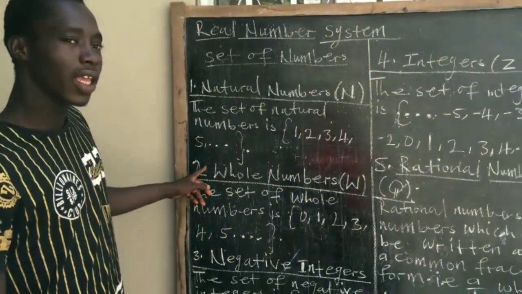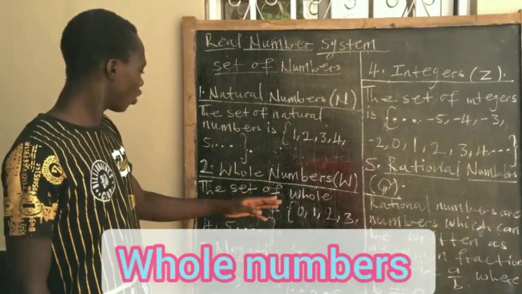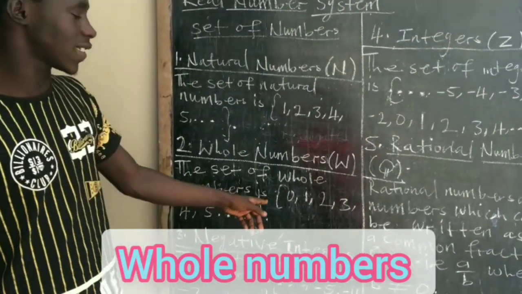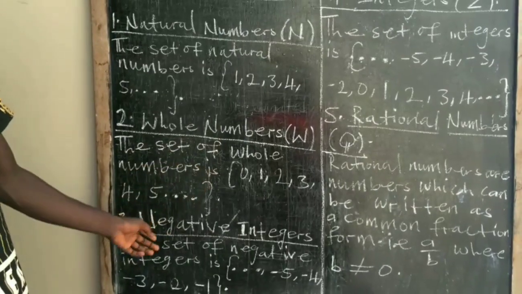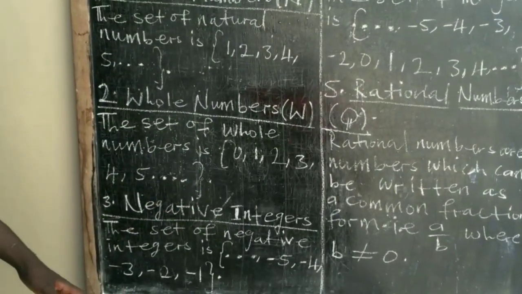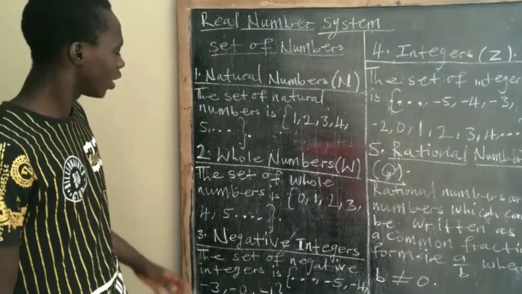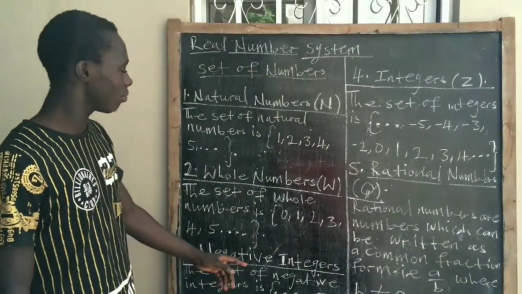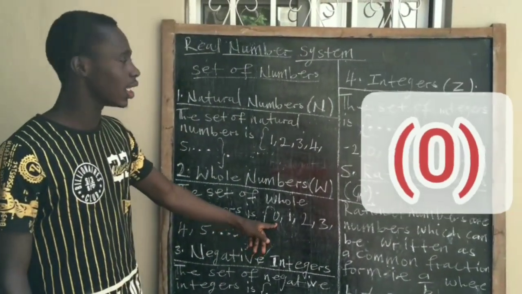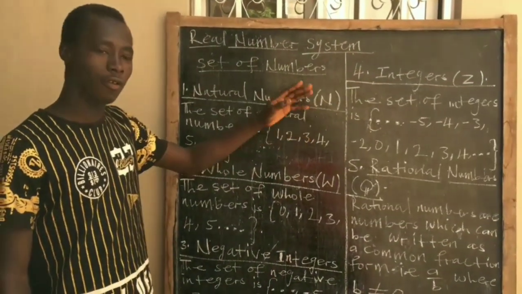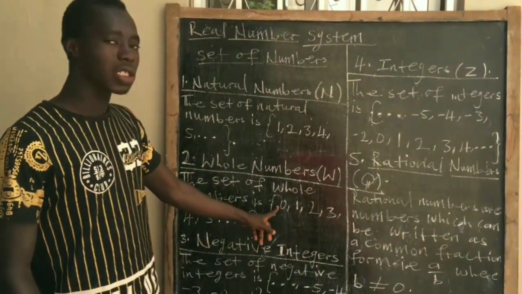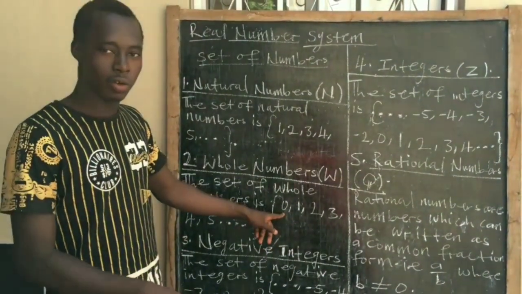And secondly, we have whole numbers. The set of whole numbers is 0, 1, 2, 3, 4, 5 and the like. It continues. That is why we have the dots there. So the difference between whole numbers and natural numbers is what? 0. Because in natural numbers we don't have 0. We have 1, 2, 3, 4, 5. But in whole numbers we have 0. 0 is included in whole numbers.